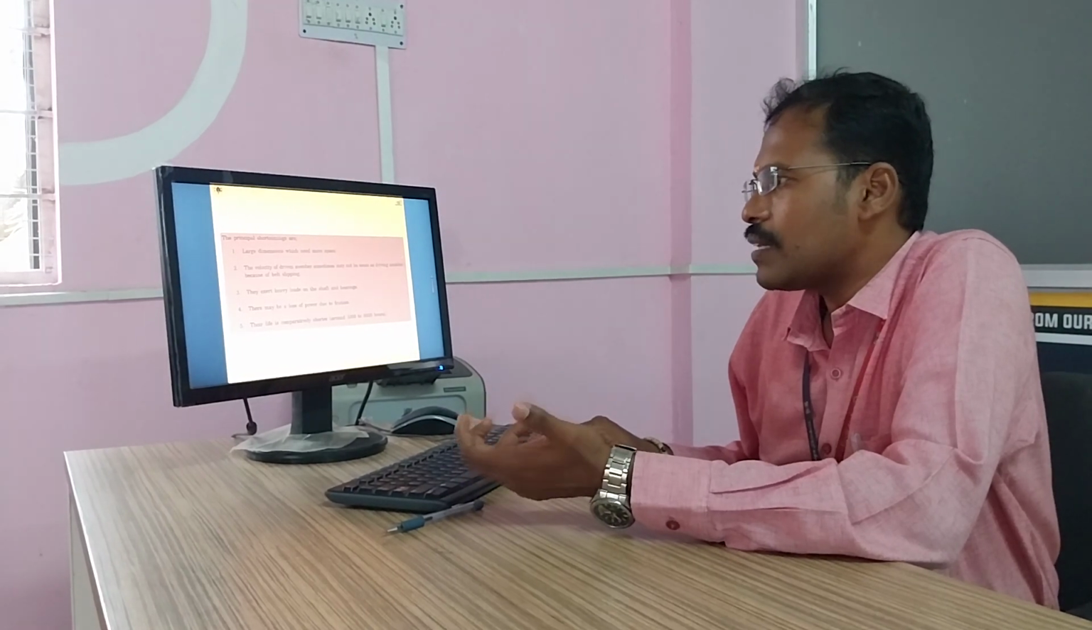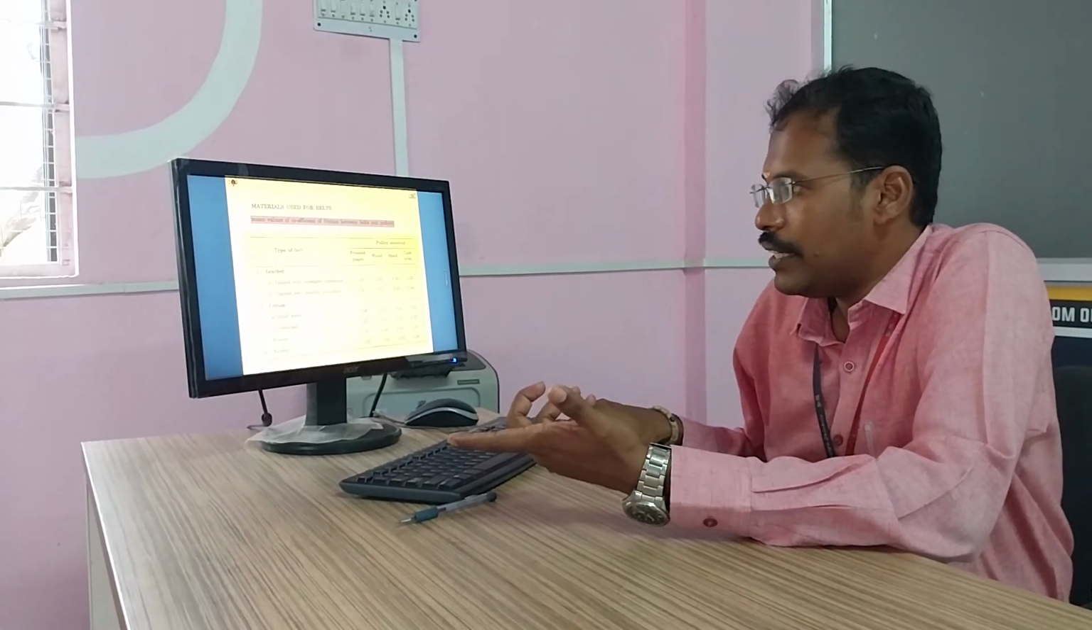What are the principal shortcomings? Large dimensions, which need more space. These are the cons of the flat belt drive system. The velocity of the driven member sometimes may not be the same as the driving member because of belt slipping. They exert heavy load on shaft and bearing. They may lose power due to friction. Their life is comparatively shorter. These are the different drawbacks of the flat belt drive system.